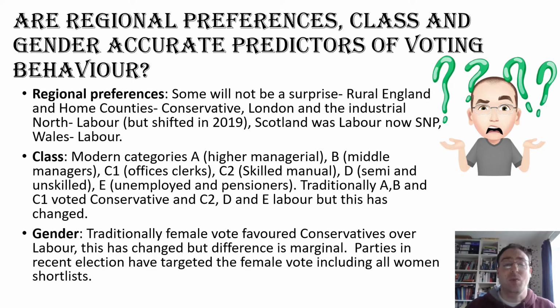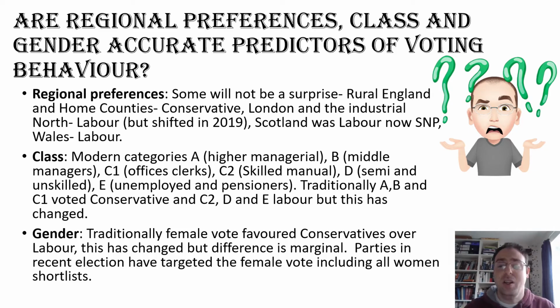In terms of class, in modern class we've got these different categories. People talk about As, higher managerial and high level professional; B, middle class, middle managers; C1s are kind of office workers, clerks, secretaries, things like that; C2, which is skilled manual labourers, builders, plumbers, electricians; D, which is semi-skilled or unskilled workers; E, who are the unemployed and pensioners.